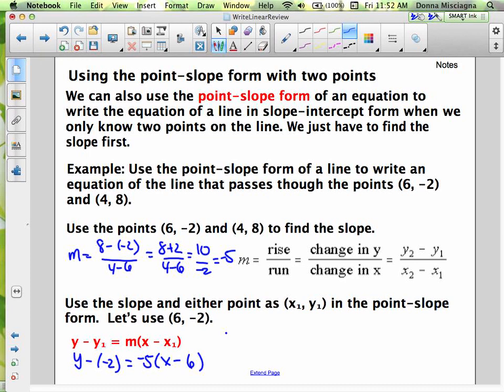I won't write the steps, I'll just do the steps because I don't have enough space. So we have y plus 2 equals -5 times x minus 6. So we've simplified those negatives. Now we're going to distribute the -5.